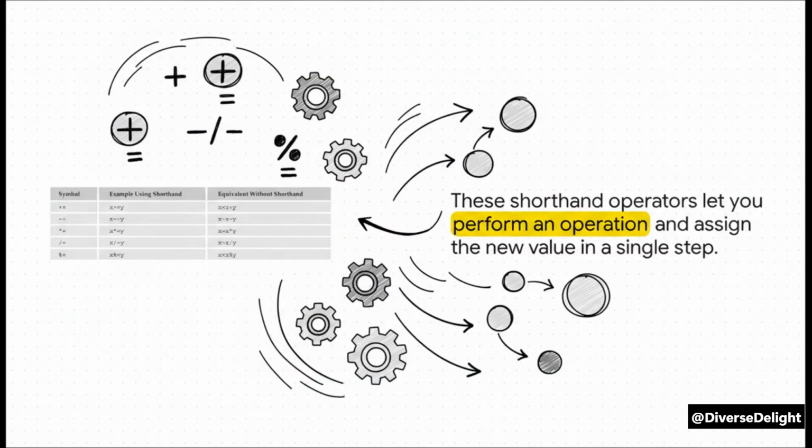And this awesome little trick isn't just for subtraction. As you can see here, this shorthand works for all the big ones. You can combine that equal sign, which is the assignment operator, with plus, minus, multiply, whatever, to do the math and assign the new value all in one beautiful, simple step.